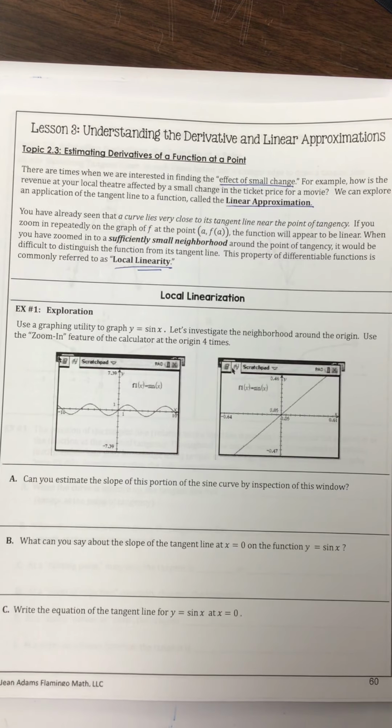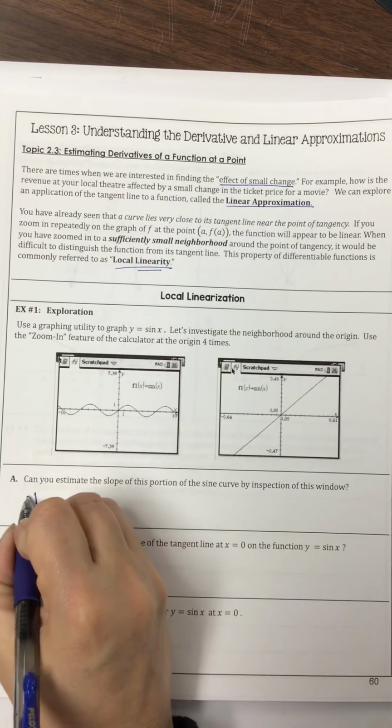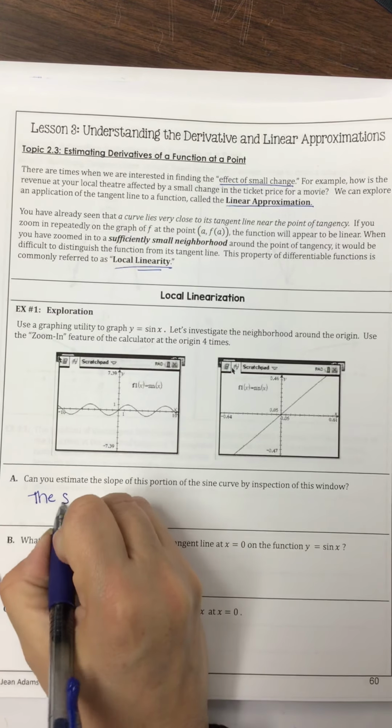Can you estimate the slope of the portion of the sine curve by inspection? What do you think the estimate of the slope would be about there, of this line? It looks like it's going up. Yeah, that's what I would say. The slope appears to be about 1.